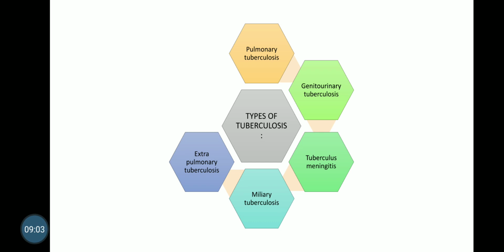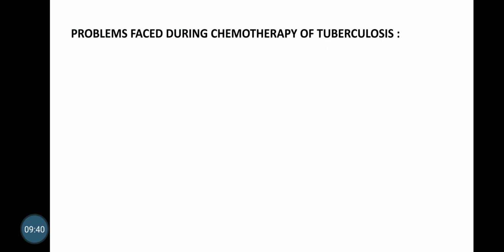Miliary tuberculosis means widespread tuberculosis has taken place in our body, meaning various organs have been infected by this Mycobacterium. Such a case is referred to as miliary tuberculosis. Extrapulmonary tuberculosis means a person who is suffering from AIDS or HIV and the same person has pulmonary tuberculosis, then we refer to it as extrapulmonary tuberculosis.